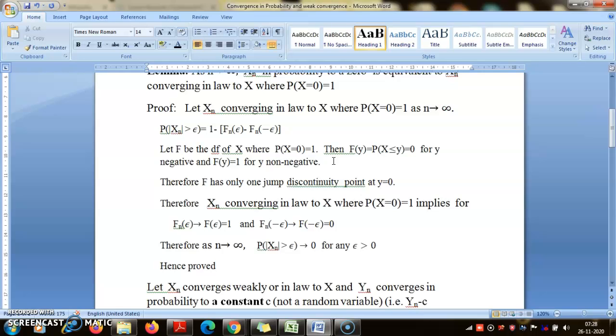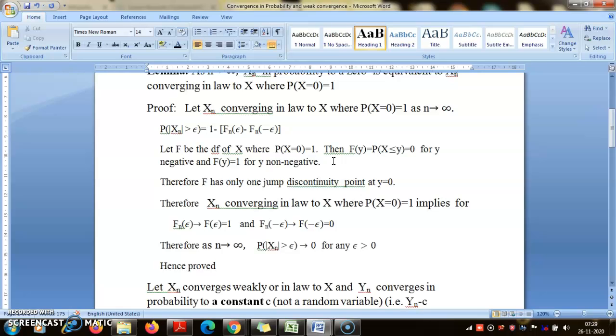Recall the definition of weak convergence, or convergence in law. The first definition was that Fn, which is the distribution function of Xn, has to converge to F, which is the distribution function of X, at every point where F is continuous. So the convergence need not happen at the discontinuity points, but at every continuity point it has to happen. So in this context, what will it mean? For every positive number epsilon, Fn(epsilon) has to go to F(epsilon), and Fn(minus epsilon) has to go to F(minus epsilon). So therefore you have this result.